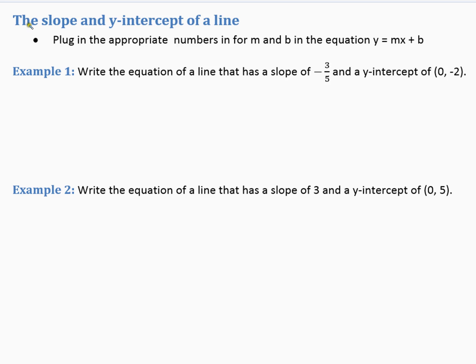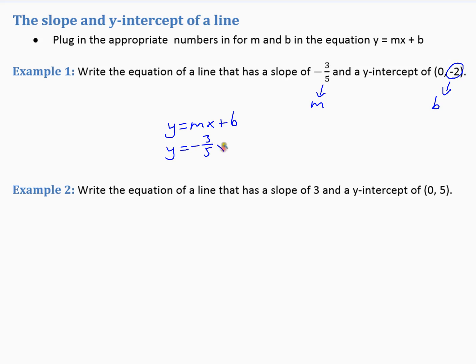So as I mentioned, here's the first one, the slope. If you're given the slope and the y-intercept, you're simply going to plug in the appropriate numbers in for m, which is the slope, and b, which is the y-intercept, into the equation y equals mx plus b. So example 1 says, write the equation of a line that has a slope of -3/5 and a y-intercept of (0, -2). Well, this is telling us that's m, and then (0, -2), this -2 is going to be b. And so all we have to do is take y equals mx plus b, and we're going to put -3/5 in for the slope.